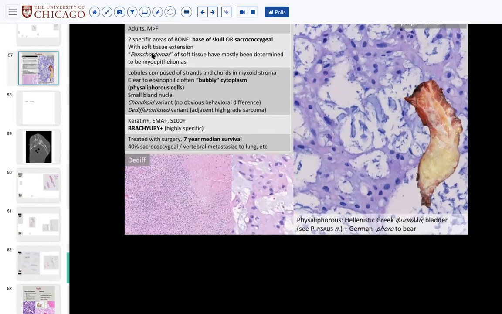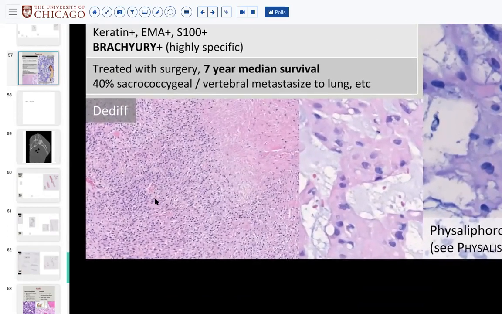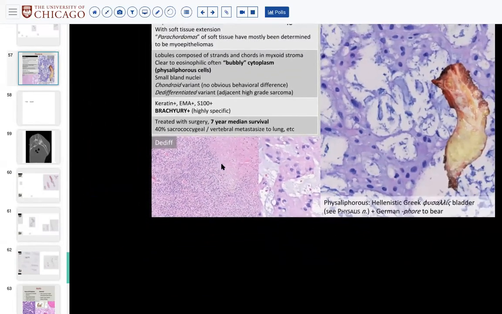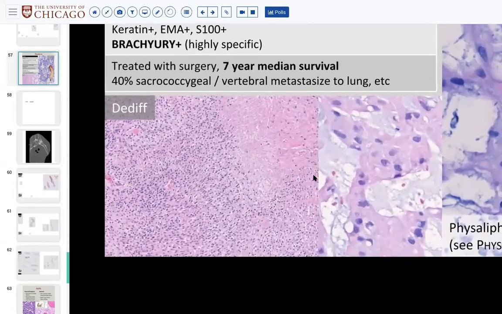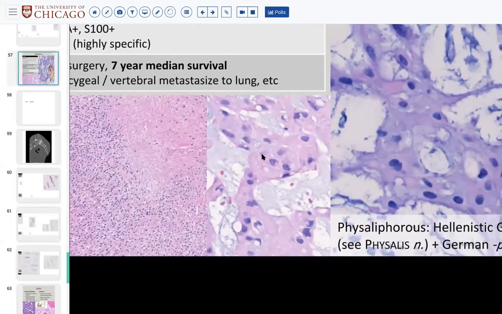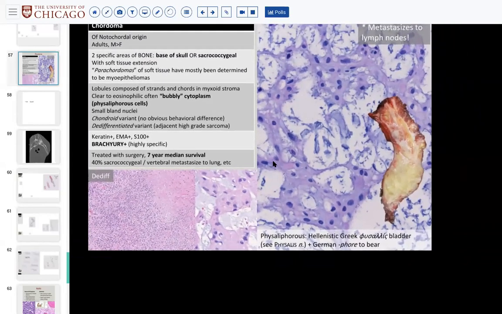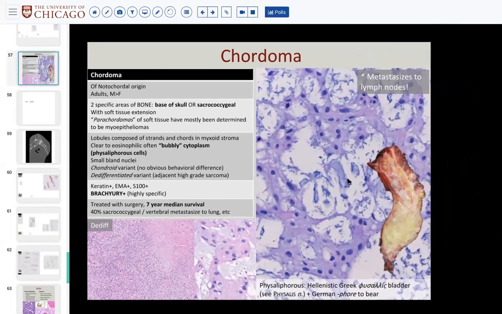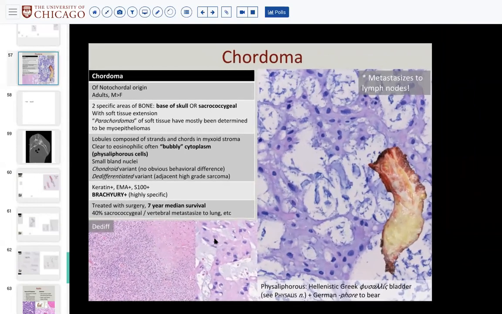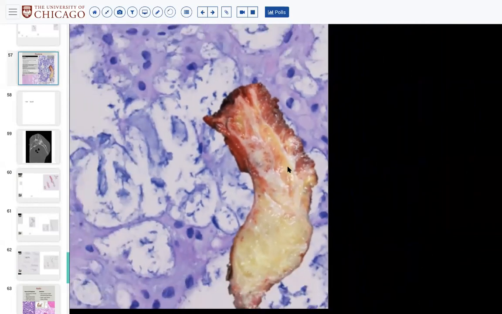What they could also do is dedifferentiate into a high-grade spindle cell neoplasm. These high-grade spindle cell neoplasms should retain brachyury, and you should see something more well differentiated nearby, almost like a dedifferentiated chondrosarcoma, the same pattern of well differentiated and dedifferentiated areas right next to each other. Comments, questions, challenges?